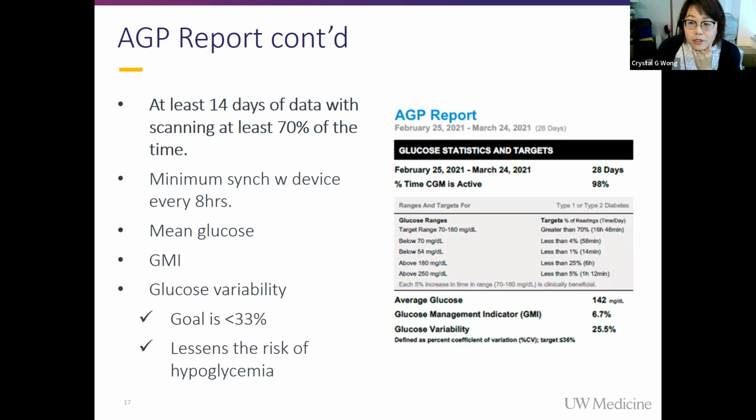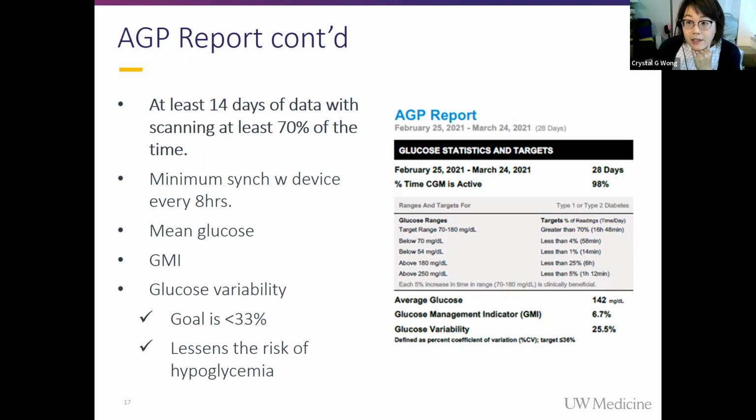If it's less than 14 days, or if your patient has worn the sensor or uploaded the sensor less than 70% of the time, you might not actually have enough data to do medication changes based on that report. So in this example, you can see that this report is 28 days of data, and this patient was incredibly compliant. They wore this for 98% of the time and synced their data very well.